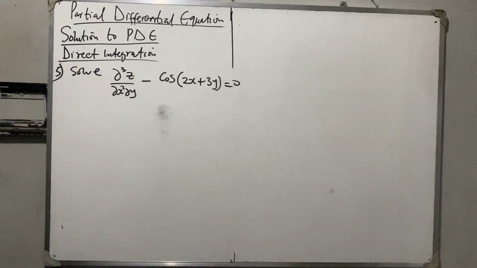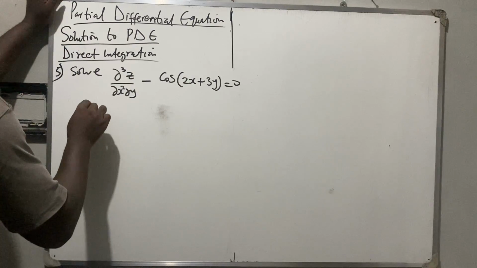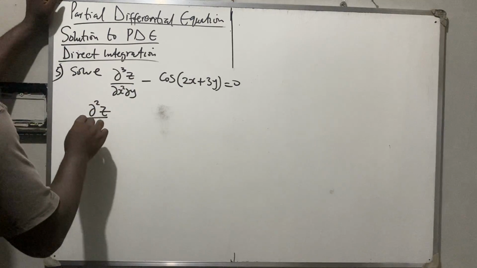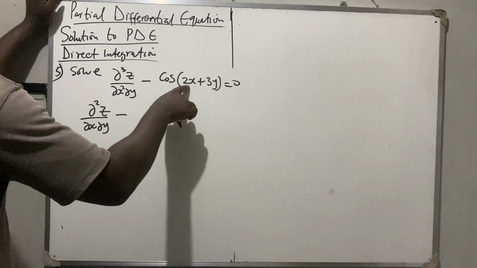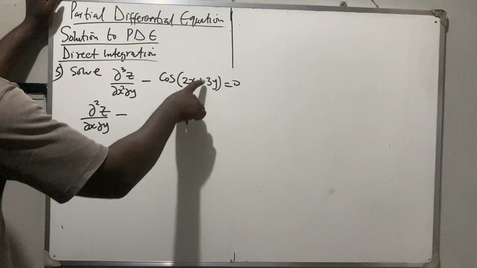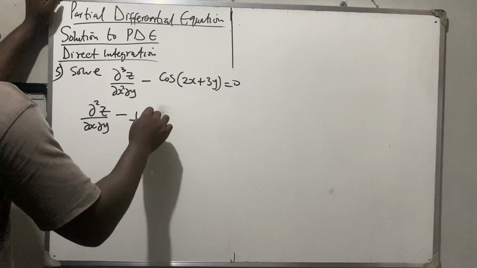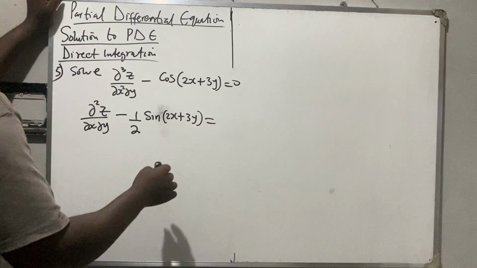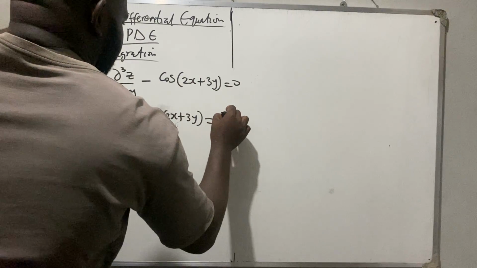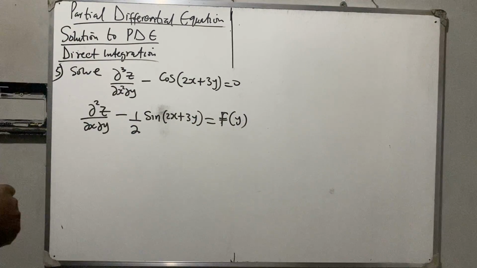So this one is pretty, very easy. So what do we do? Integrate with respect to x to have partial squared z over partial x partial y minus, differentiating here we have 2, so we divide everything, so I have 1 over 2. Integration, of course, will give you sine(2x plus 3y), is equal to a function of y, because I integrated with respect to x.